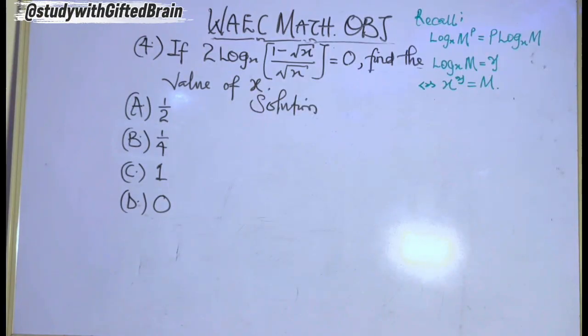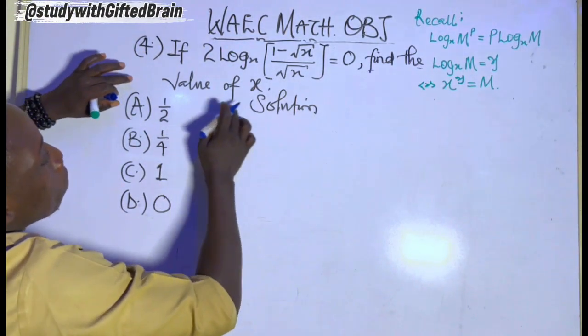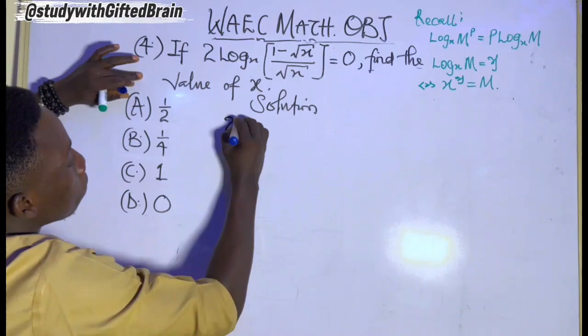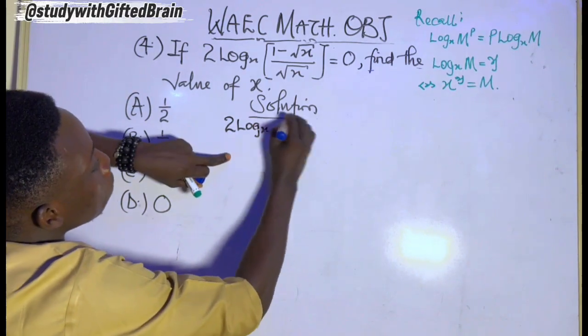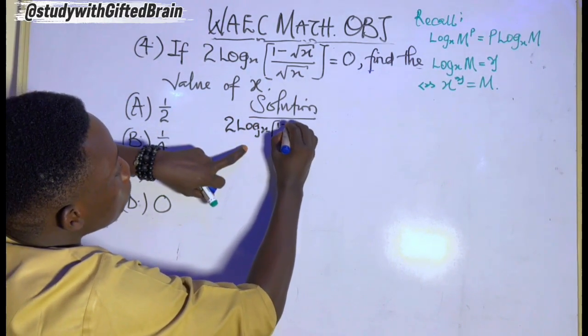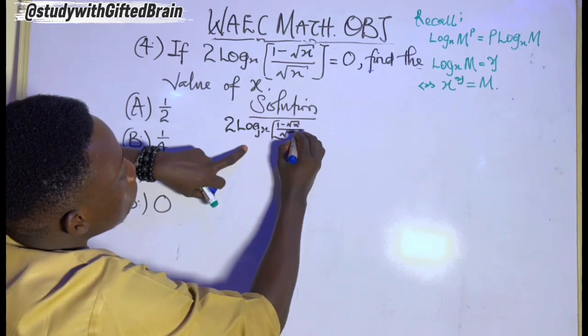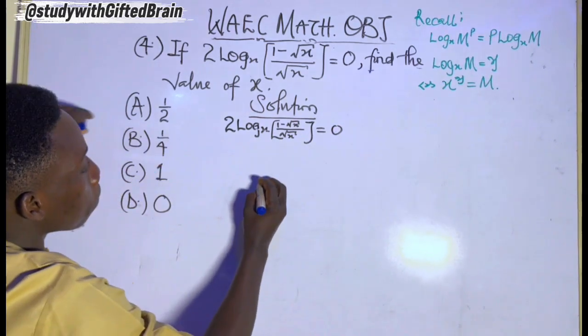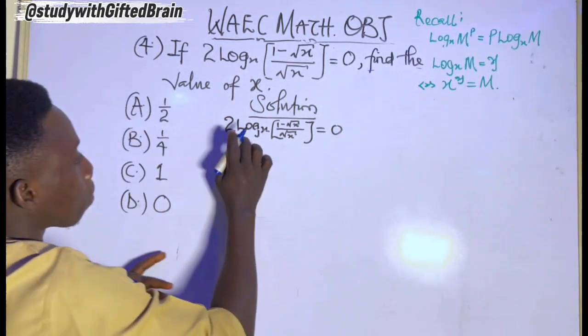All right, in today's question, we're going to be looking at this question that said if log of (1 minus root x) over root x in base x equals 0, we have to find the value of x. Now, the first thing is to write out the question, and also take note of the law of logarithm that was written on the top right corner of the board.